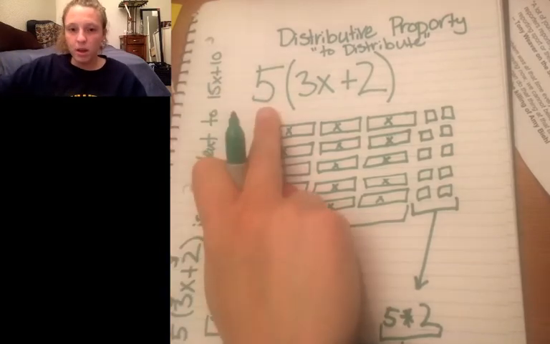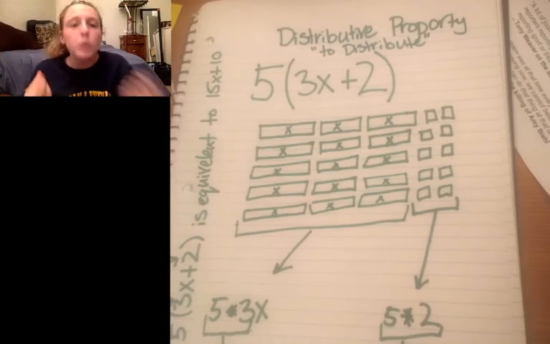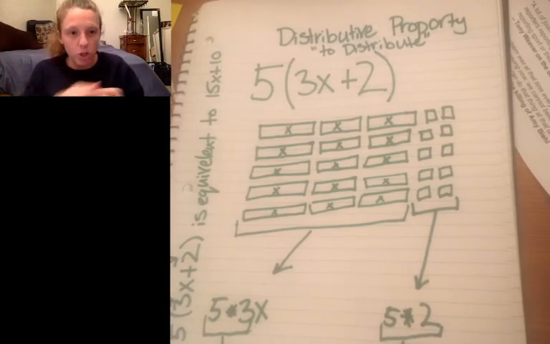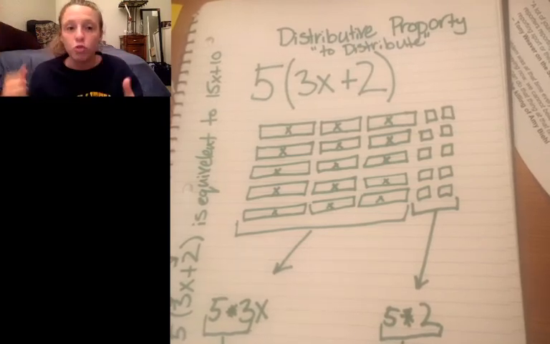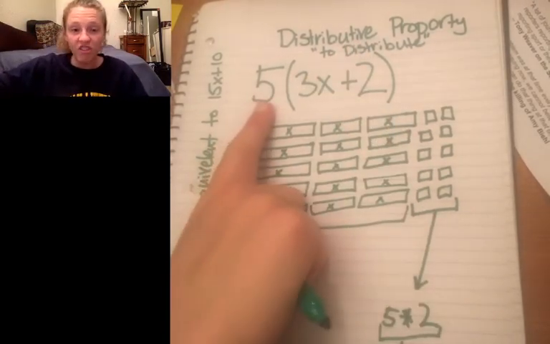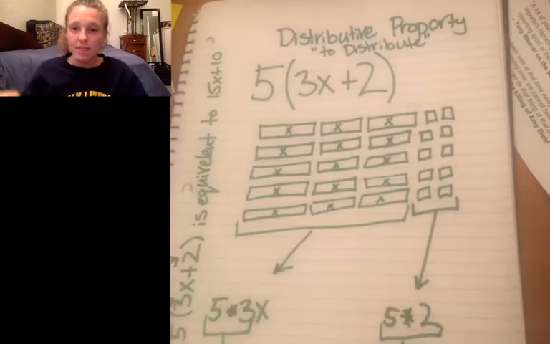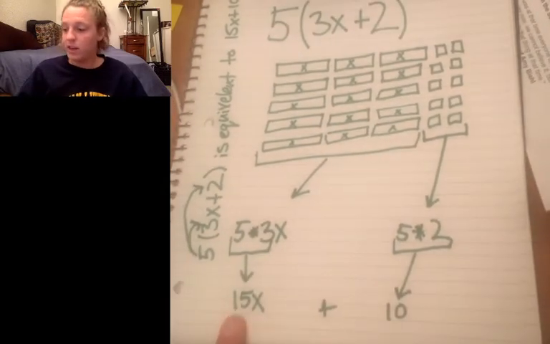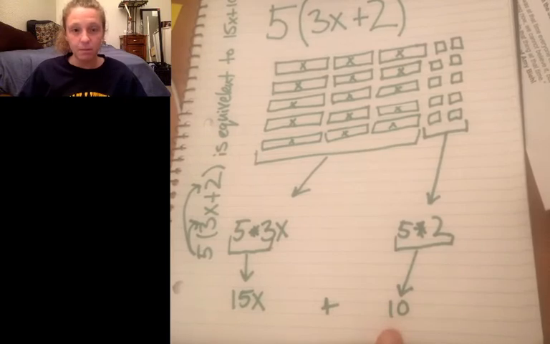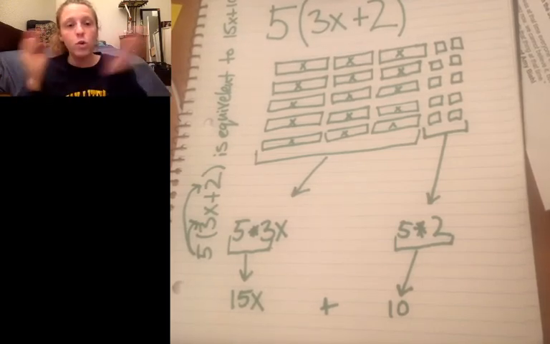We distributed this 5. So distribute means to give to many things. Like I distributed the worksheets to the students. So I took the worksheets and I gave 1 to each student. I distributed the food onto everyone's plate. I took my food and I put a little bit on everyone's plate. We distributed this 5 to the 3x, and also to that 2. And that's how we got 15x plus 10.